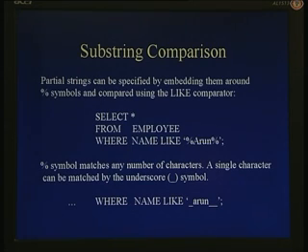While the percent symbol matches any number of characters, a single character can be matched by the underscore symbol. Suppose I had said where name like underscore Arun underscore underscore. It essentially looks for one character before Arun and two characters after Arun. So any name where Arun occurs as a substring with exactly one character before it and two characters after it.